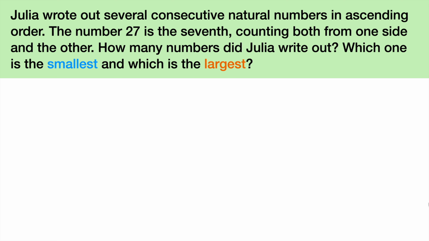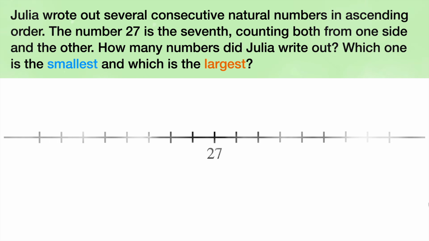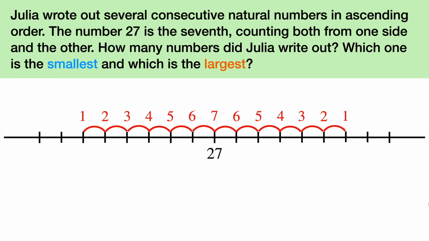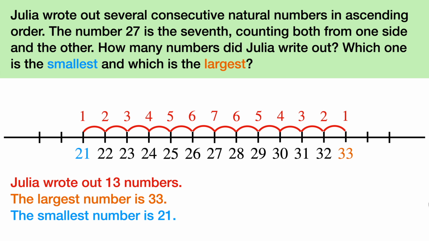In order to say how many numbers Julia wrote out, it's enough to notice there are 6 numbers after the number 27 and 6 numbers before the number 27. That is 6 plus 6 plus the number 27 itself, which is in the middle, and we will get the answer 13. To better see what it means, draw a number line and count to 1, moving both to the left and to the right. Now, having written the natural numbers that correspond to divisions on the number line, we will see that the largest number is the number 33, and the smallest, moving to the left, will be the number 21.